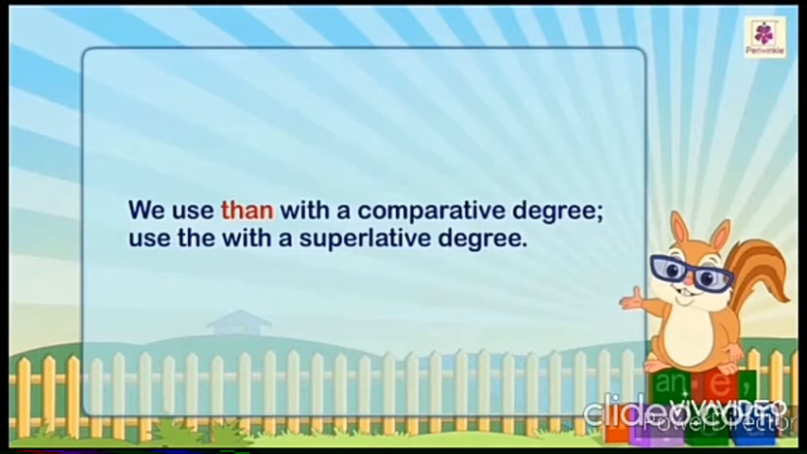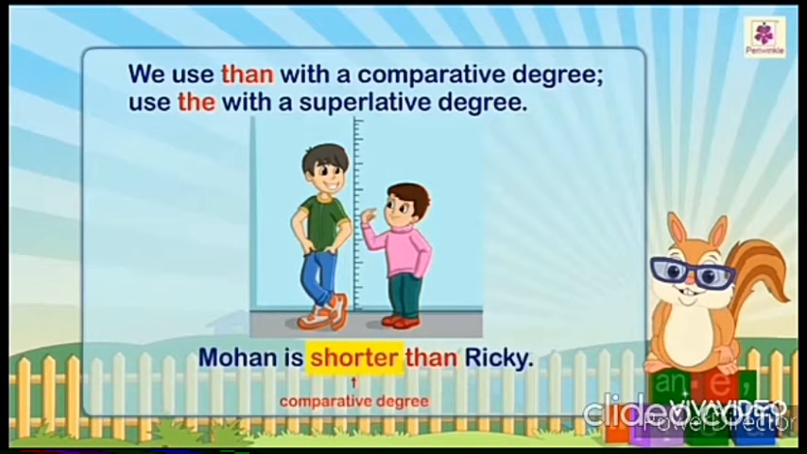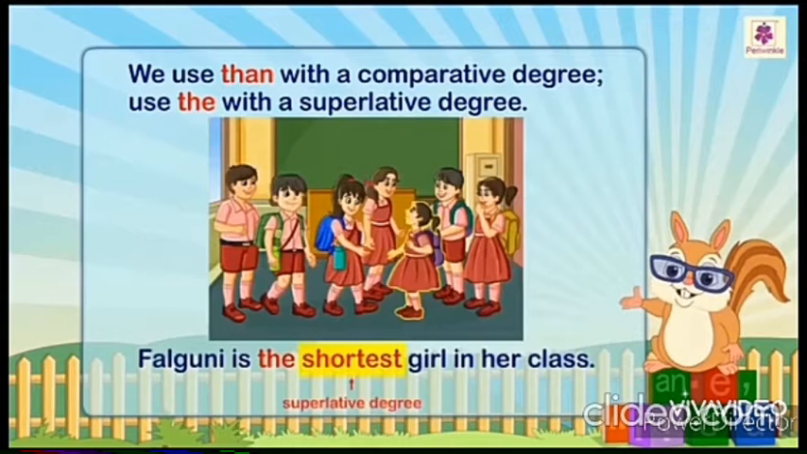We use than with a comparative degree, and use the with a superlative degree. For example, Mohan is shorter than Ruki. Panguni is the shortest girl in the class.